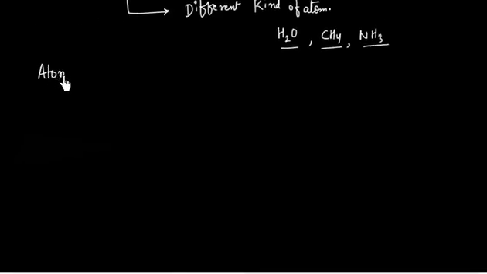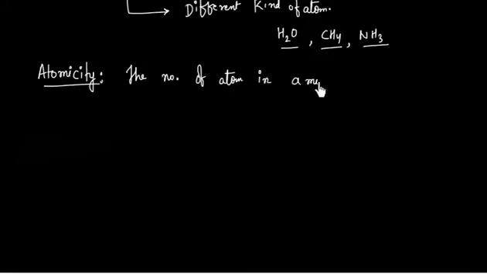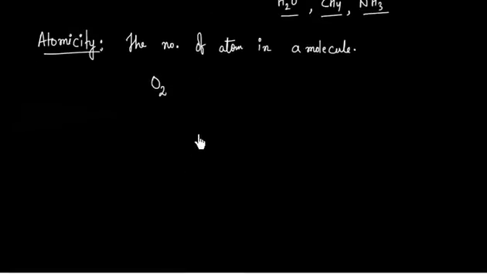Next we'll discuss atomicity. What is atomicity? This is the number of atoms in a given molecule. So atomicity is defined as the number of atoms in a molecule. Let us say if I say O2, so one oxygen molecule, how many atoms do we have? Two atoms in one oxygen molecule. So in this case atomicity is 2.